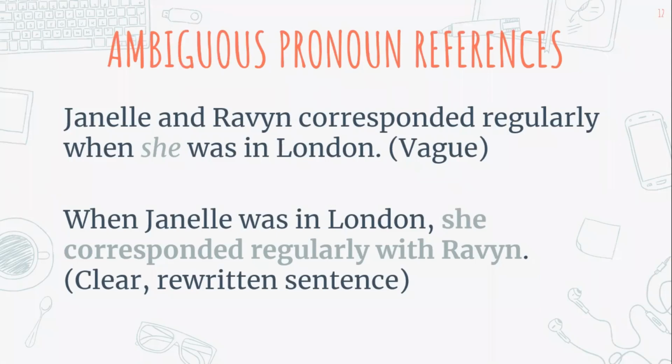Okay, good. So again, we're still on ambiguous pronoun references. "Janelle and Raven corresponded regularly when she was in London." Again, the reference is ambiguous because both Janelle and Raven are female antecedents, so "she" can refer to either one of them. In the second sentence, we have "When Janelle was in London, she corresponded regularly with Raven." So we have a rewritten sentence that shows who corresponded with whom, so the reference is clear.